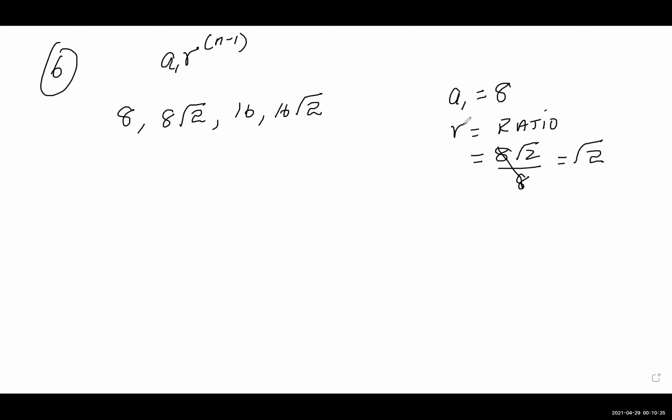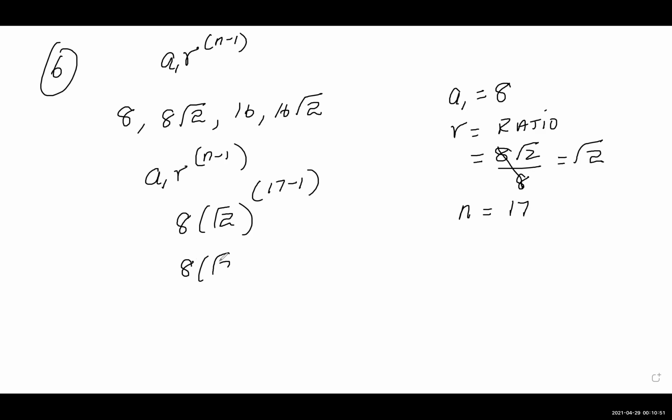Okay, and then they're asking you to find the 17th term. So n is 17. Okay, plug it in. So we have same formula. A1 we know is 8. R we just found out, square root of 2. N is 17 minus 1. So we have 8 times square root of 2 to the power 16. Okay, now comes how do you do this? So in order to do this, you first do this part first.